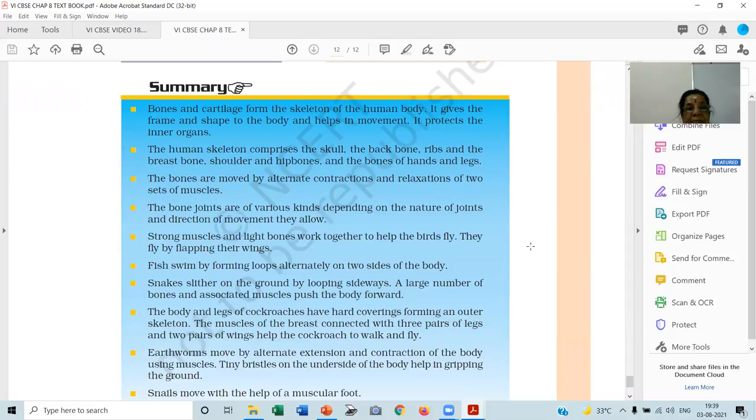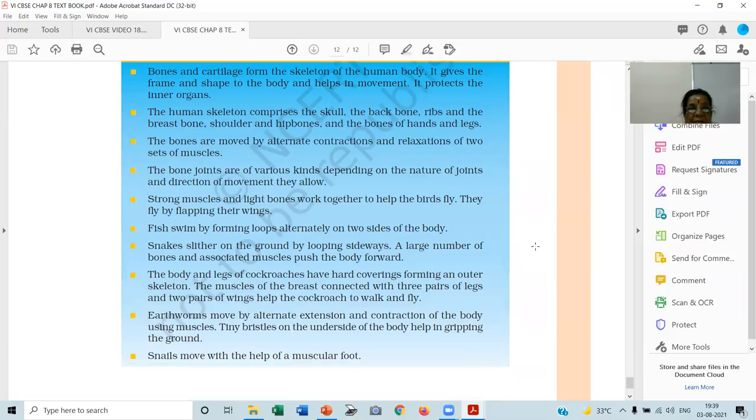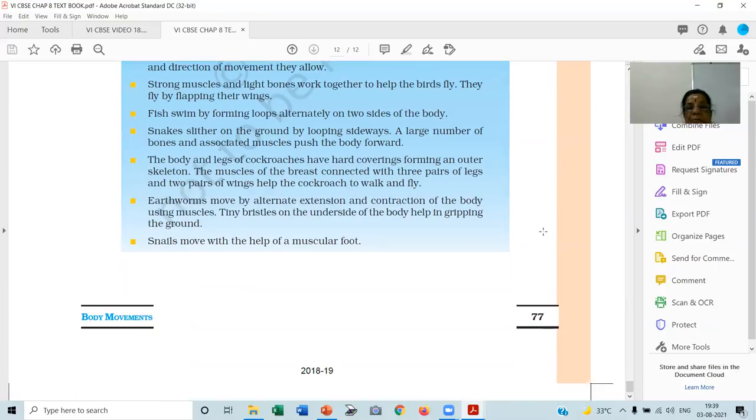Then movement in birds, movement in fish, slithering movement in snakes, and cockroach and earthworm, these we have studied in gait of animals. Snails move with the help of a muscular foot. I hope you understand.